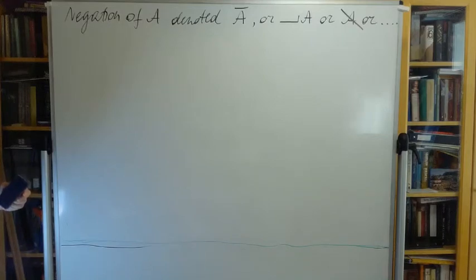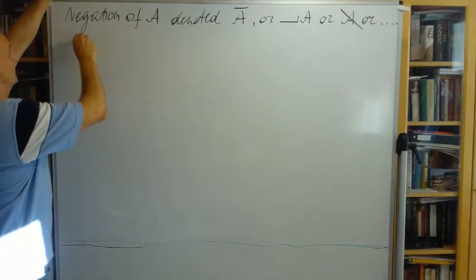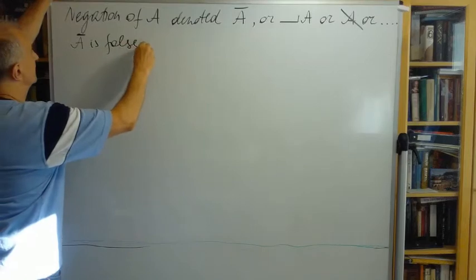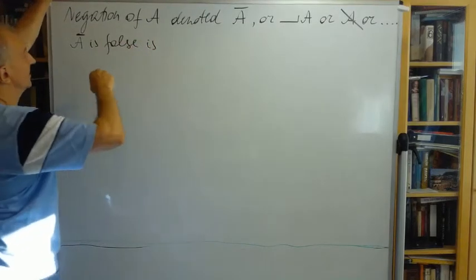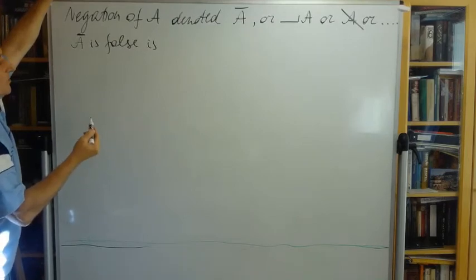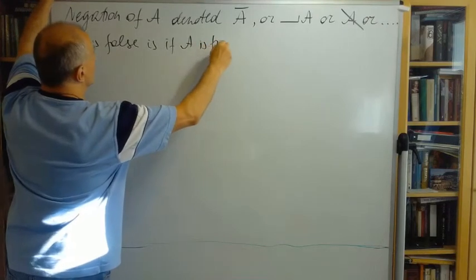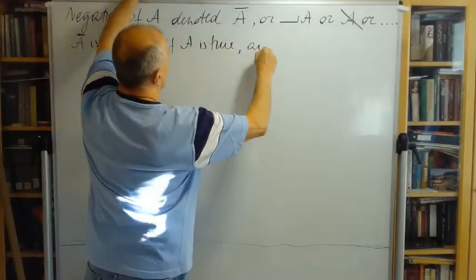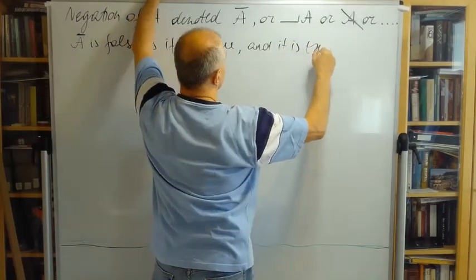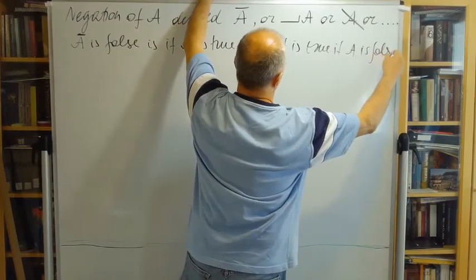So what is this negation? Not A is a negation of A. It considers its statement in falsity of A. It's false if A is true, and it is true if A is false.